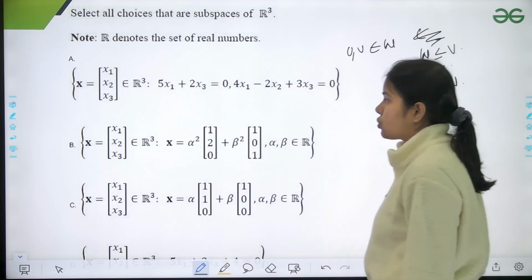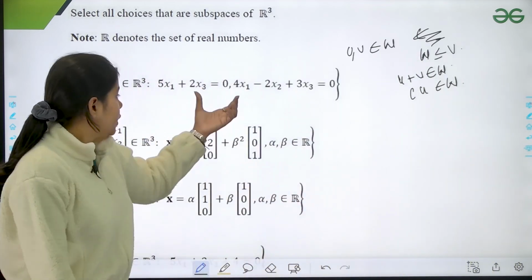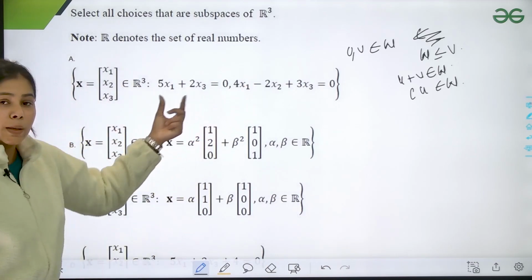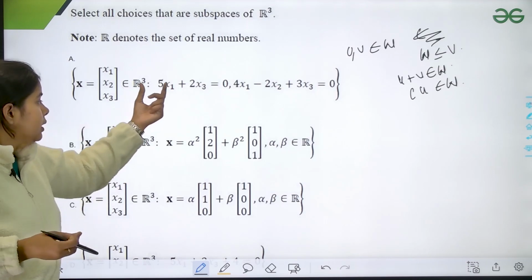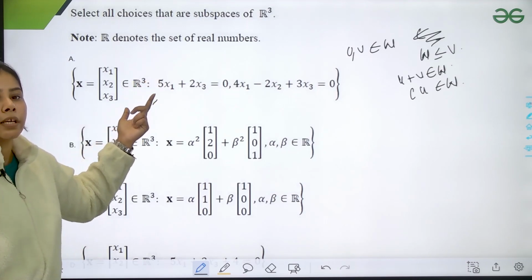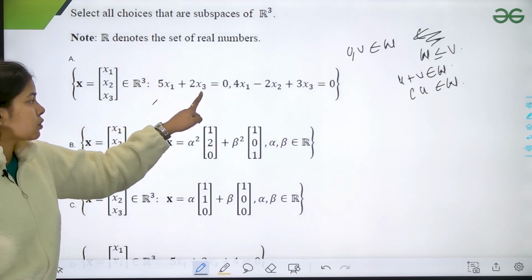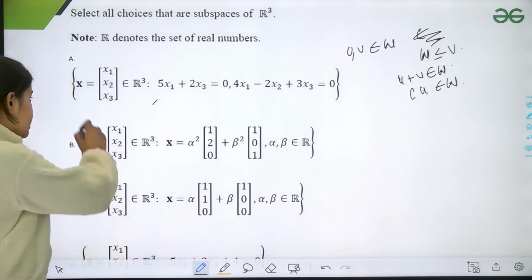If these two conditions hold, let's suppose I find any solutions from these two, then the sum of those two solutions would also be in this space. And if I multiply by any constant, let's say if I'm getting solution x1, x2, x3, then cx1, cx2, cx3 would be the solution, right? So this is a subspace.